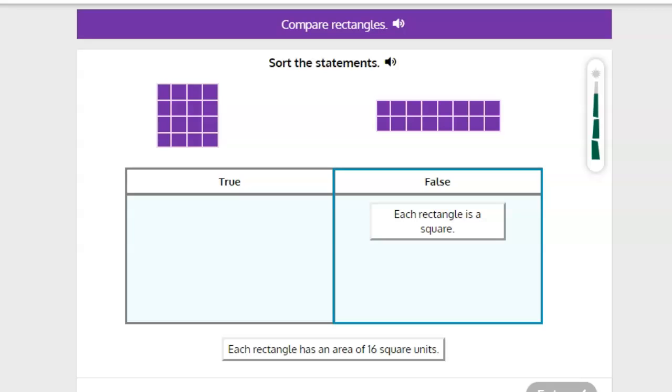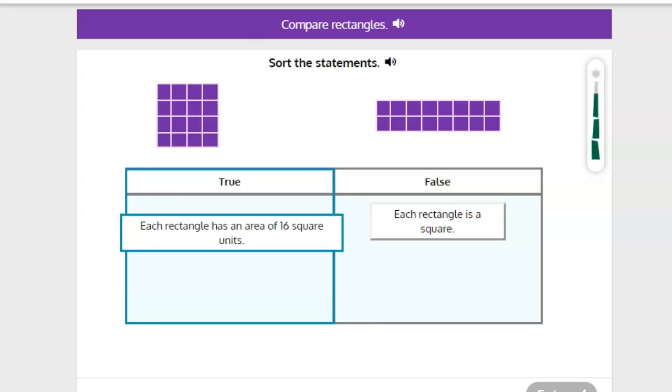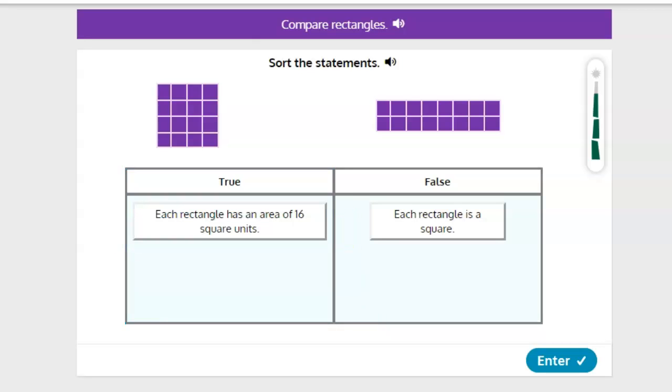True or false? Do each of these rectangles have an area of 16 square units? This statement is true. We know that the factor pairs both equal 16, 4 times 4, and 2 times 8. And we also know by counting each individual square unit, we will get to 16 square units for both of these shapes.